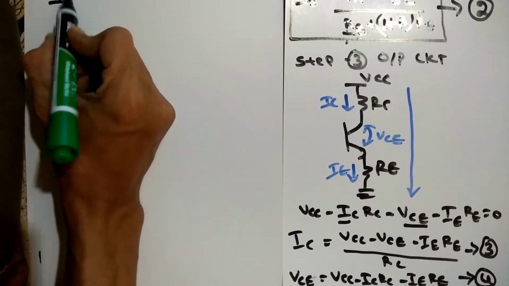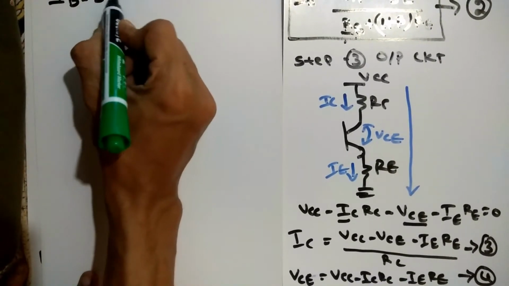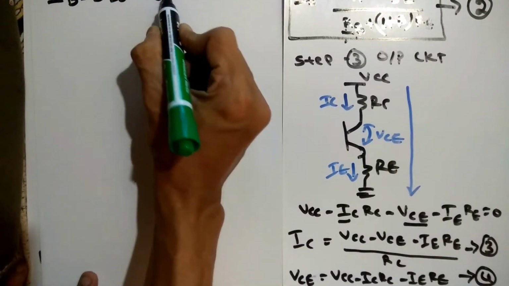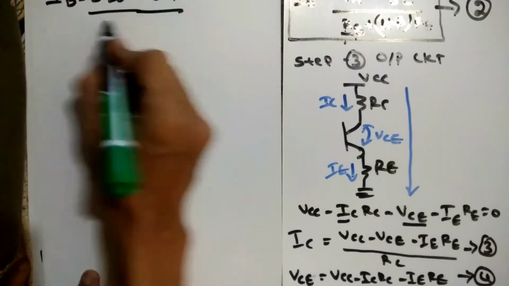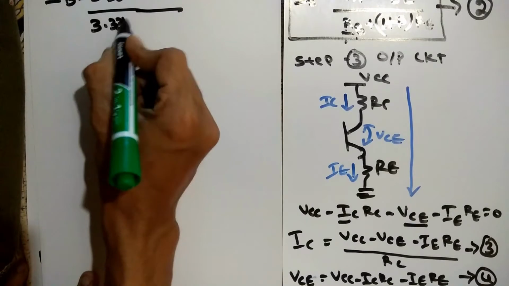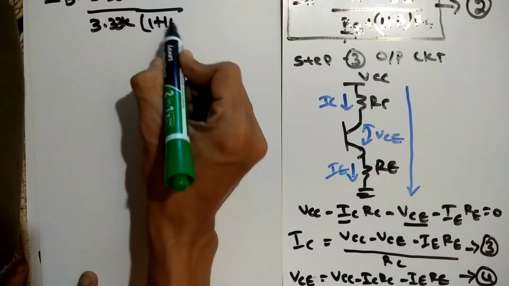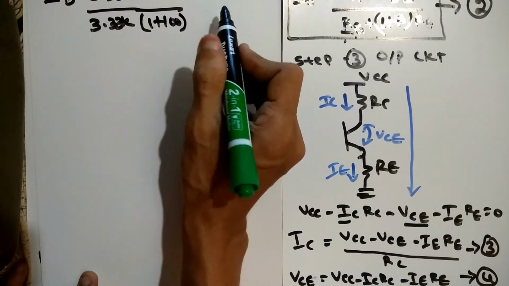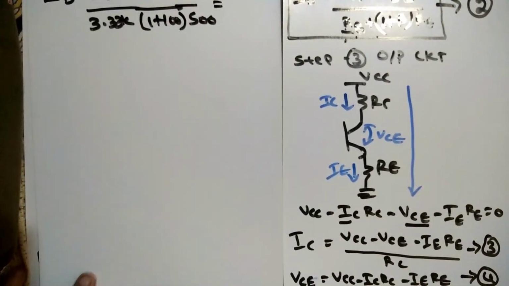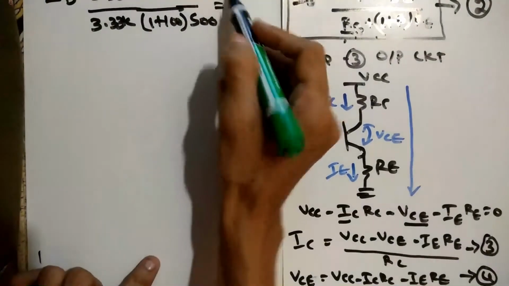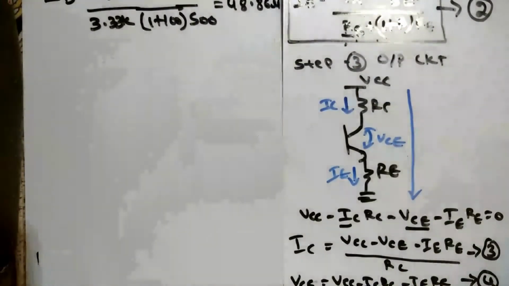Once you solve VTH and RB, you can go to the IB formula. IB is equal to VTH minus VBE, divided by RB plus 1 plus beta into RE. VTH we got as 3.33 volts. VBE we know is always 0.7. RB we got from the previous step as 3.33K, and 1 plus beta is 1 plus 100, into RE, which is given as 500 ohms, so multiply with 500. Pause the video and calculate IB and find out how much you are getting. After the calculation, you get IB as 48.86 microamps. So that is the IB.